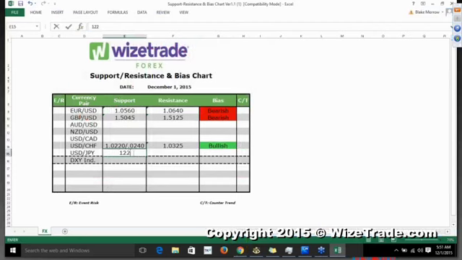So support is 122.25, resistance is at 123.60, and we are in a range. And I think you have to treat it as a range rather than getting sucked into it right at this moment.